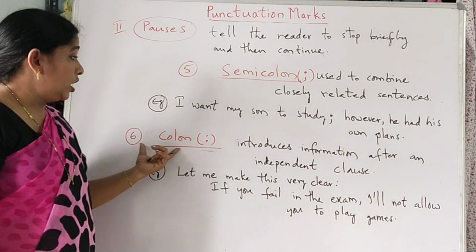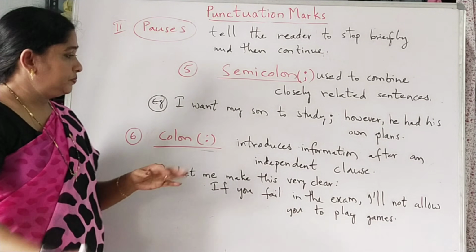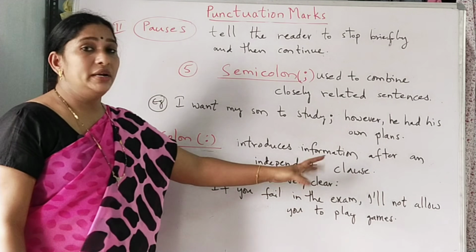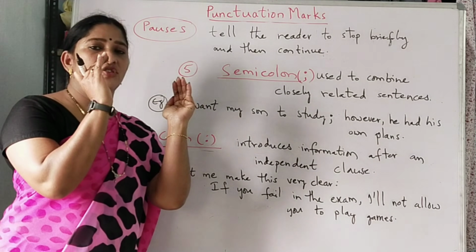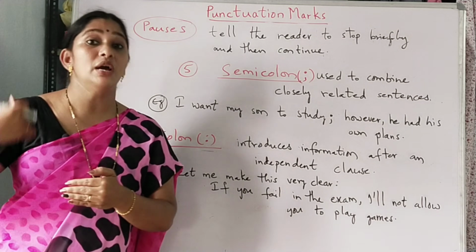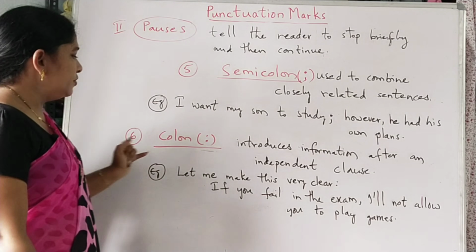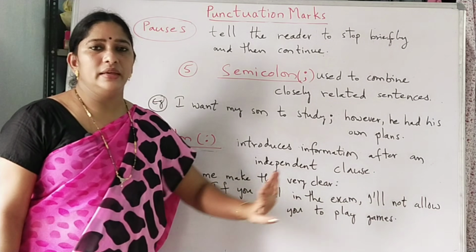And the next one is the colon. Colon is only 2 dots. Where colon is used: it introduces information after an independent clause. After giving an independent clause, later we give the information about that clause. We will explain that information below. Now you see how. Let me make this very clear.